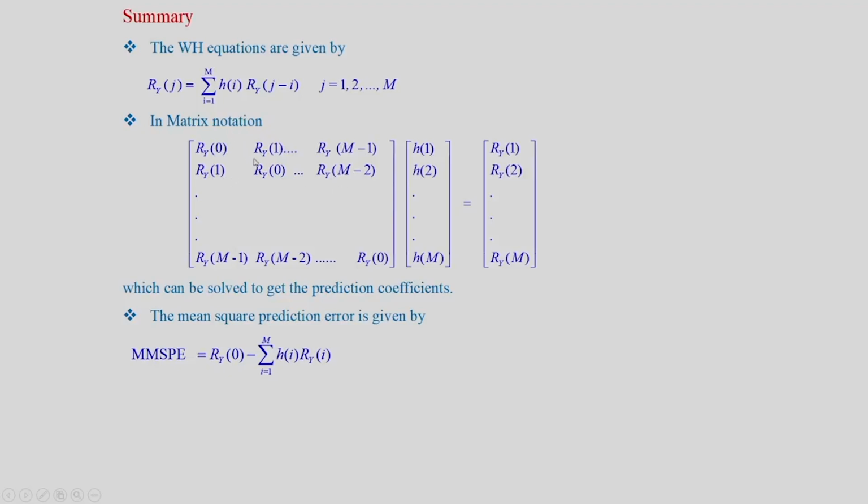So, therefore, in the matrix notation we will have this matrix into the coefficient vector is equal to the autocorrelation vector, and we can solve this problem by applying the inverse. So, Ry inverse into this Ry vector will give us h_1, h_2 up to h_m. The mean square prediction error is given by MMSPE, that is equal to Ry(0) minus summation h_i into Ry(i), i going from 1 to m. This is the mean square prediction error.